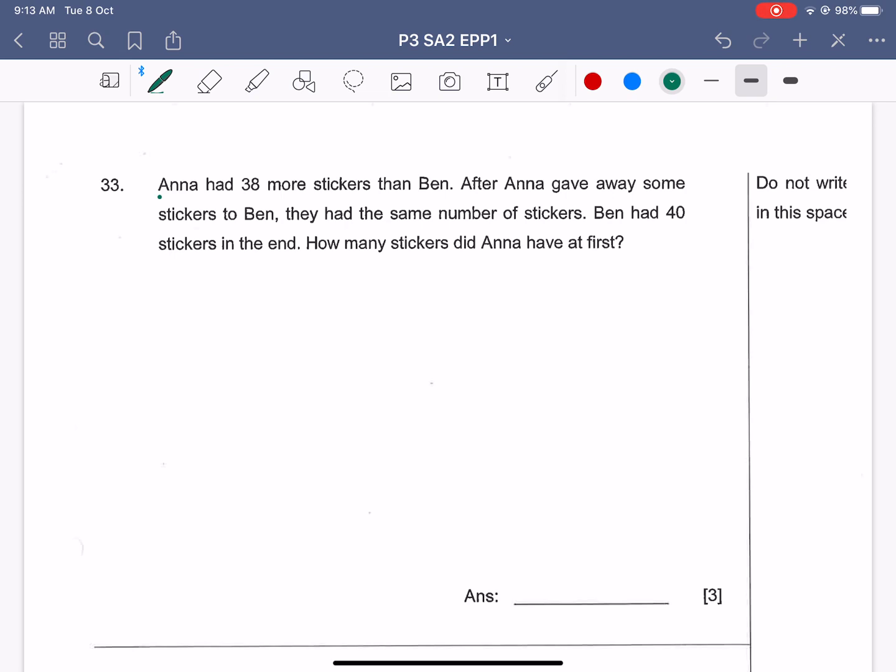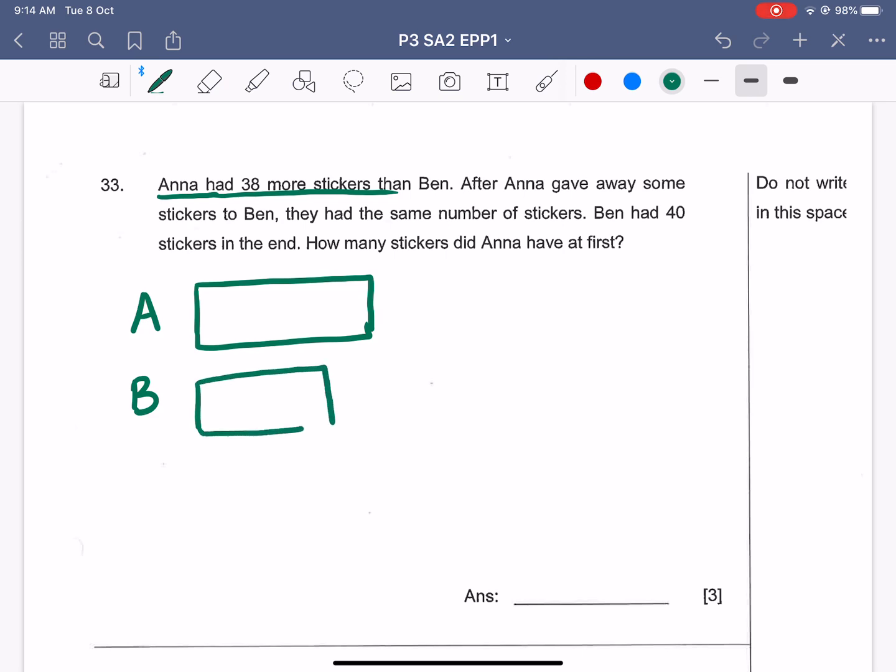My apologies. Now I'm going to start out with the sentence, Anna had 38 more stickers than Ben. So I'm going to draw Anna and I'm going to draw Ben. Anna has got 38 more than Ben. So the 38 is here. Now Anna is going to give some away. So what I'm going to do is cut away, because some of it is going to be given away.